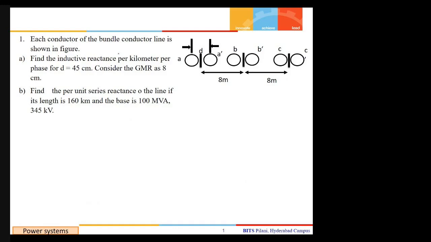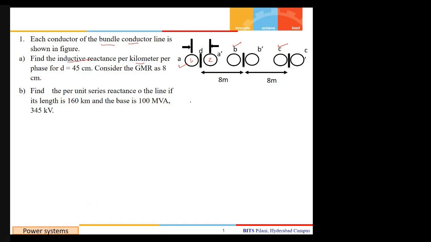Here you have 3-phase conductors. When we say A, B, and C, these are the 3 phases of the conductor. Now, what type of conductor is this? Here you have a bundle conductor. Bundle conductor means that a single phase can have more than one conductor. So here we have a 2-conductor bundle because 2 conductors are there for a single phase. You have to calculate the inductive reactance per kilometer.